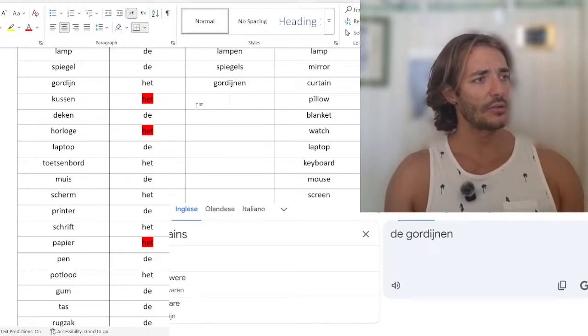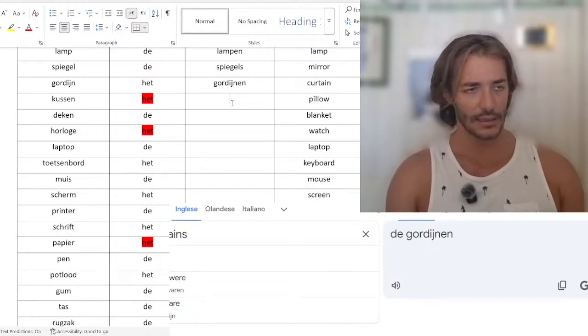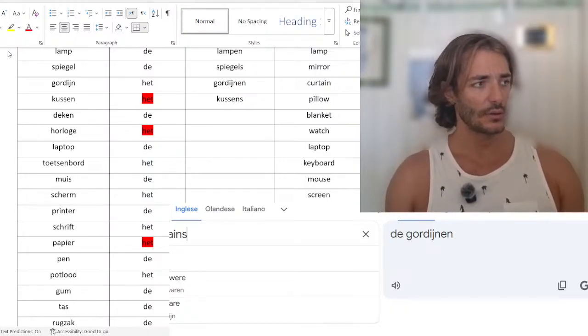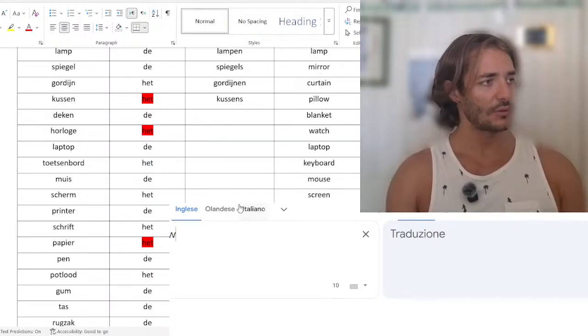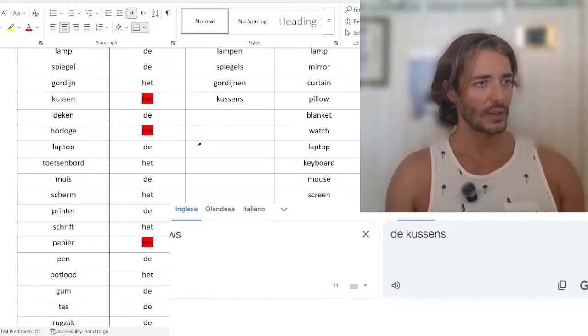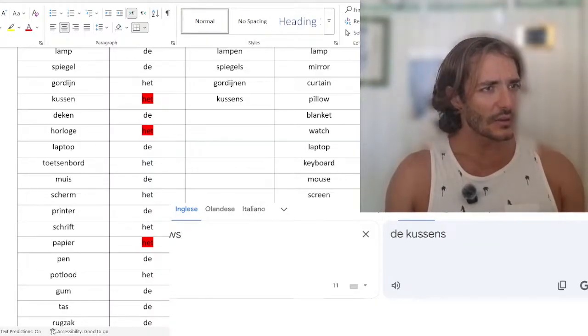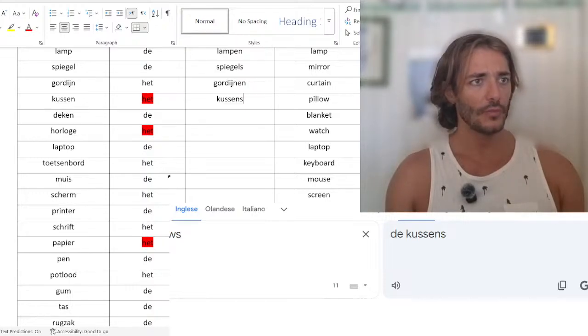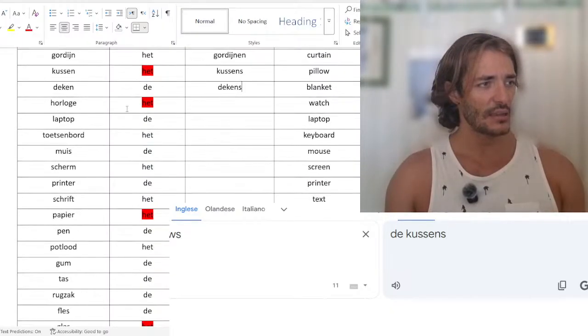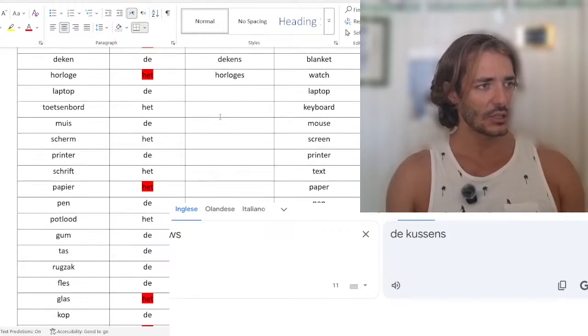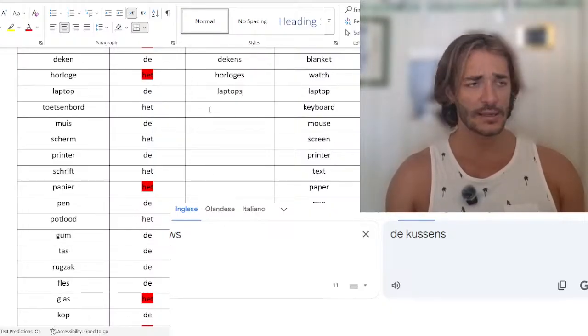Pillow, het kussen. This one is already with EN, so it should go with S. The kussens. Let's check the pillows. Yes. I hope you're seeing it. Yes, it's working. De deken, the blanket. Again, this is dekens because it's EN. Het horloge. Horloges, because it's French. Laptop, laptops, it's English, so when it's a foreign word it goes by S.